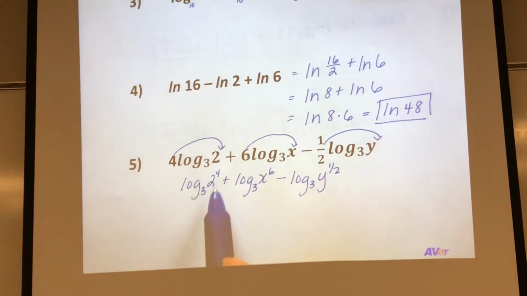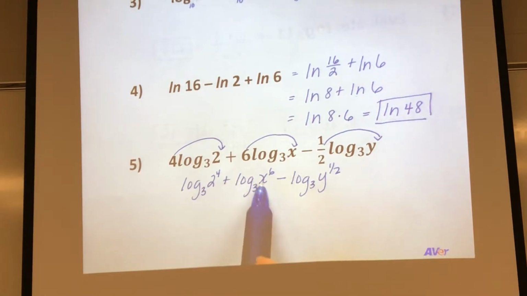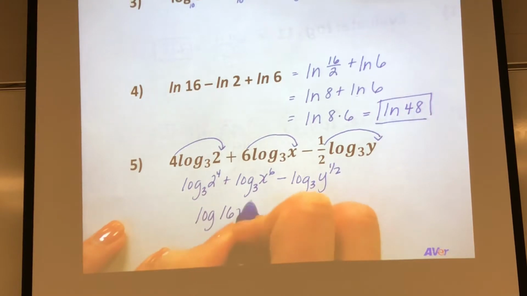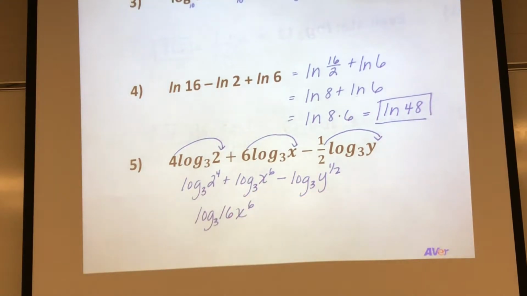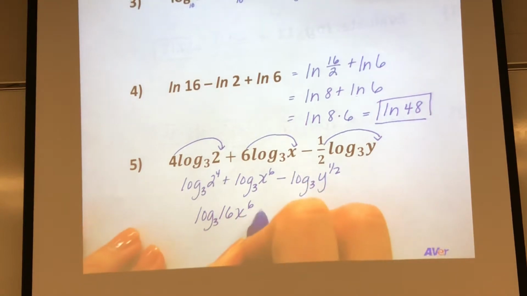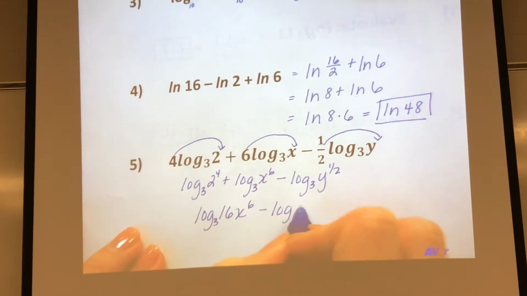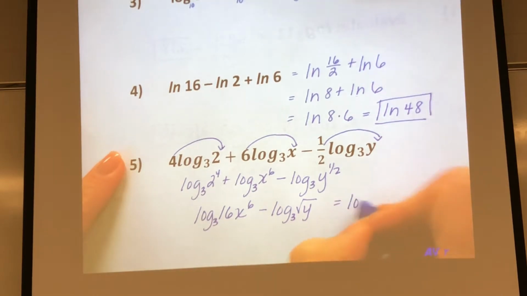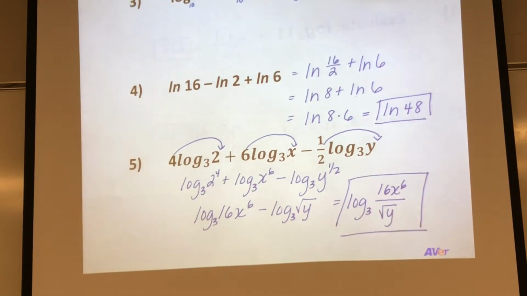All right, 2 to the 4th is 16, and then since they're being added, we're going to multiply it to the x to the 6th. Still has a base of 3. Minus log of y to the 1/2. That's the same thing as square root of y. That's the more common way to write it. And since these are being subtracted, that means we're going to divide. So we have log, and then 16x to the 6 is in the numerator, divided by square root of y in the denominator, all still with a base of 3.